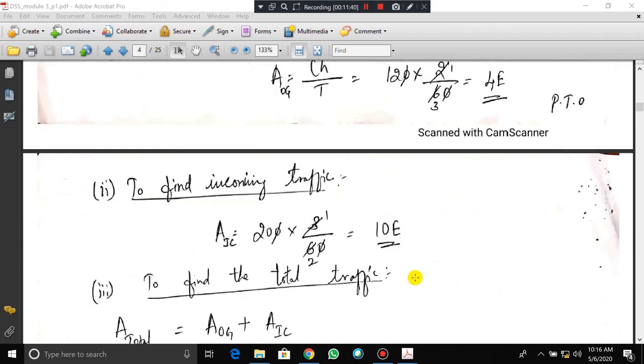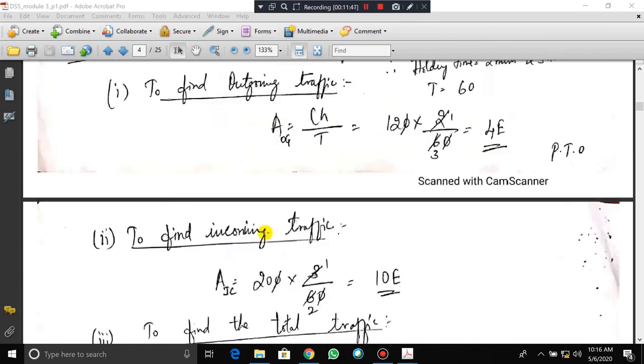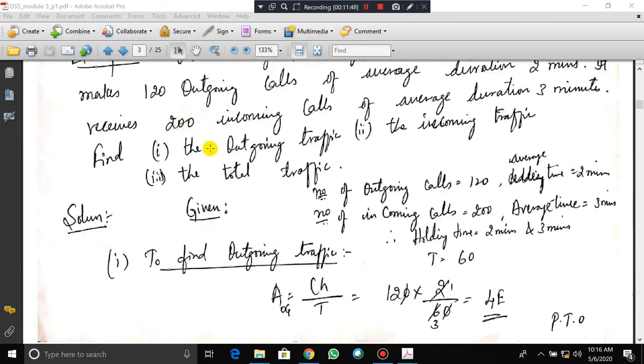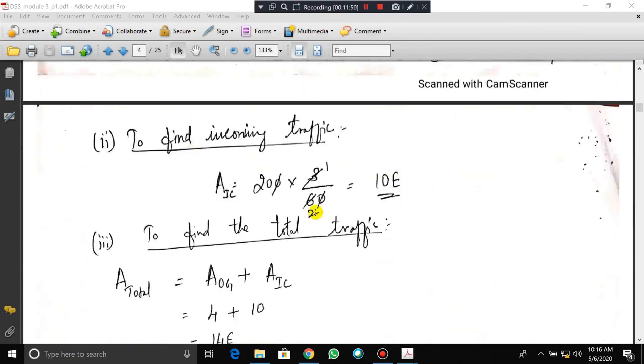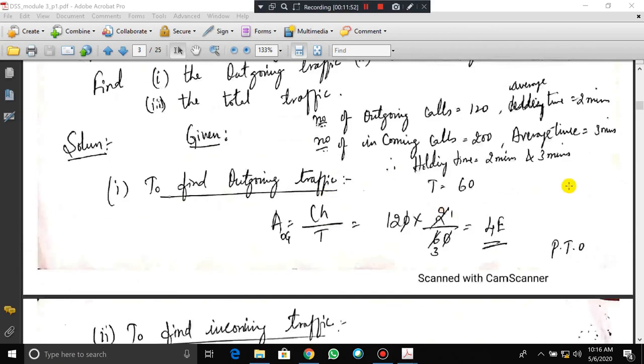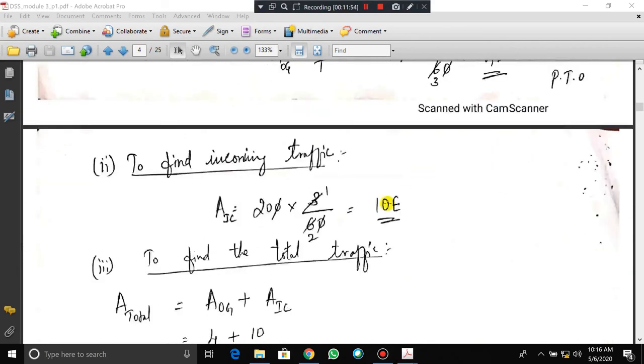Okay. To find the incoming traffic, similarly A of IC, that is incoming traffic. So C is nothing but 200 because the incoming calls are 200. 200 into 3, 3 why? Because 3 minutes is the holding time. So 3 divided by 60, 0 0 cancel, 3 ones are 3, 2 tens are, so 10 Erlangs. So incoming traffic is 10 Erlangs.